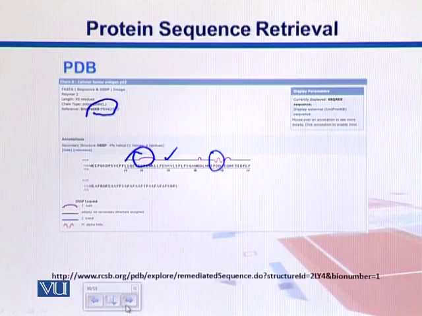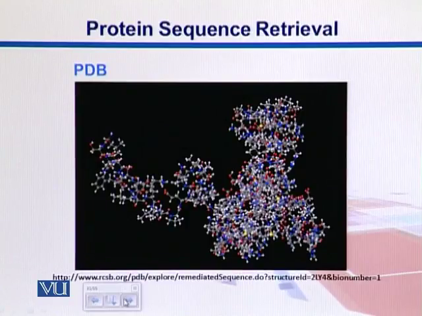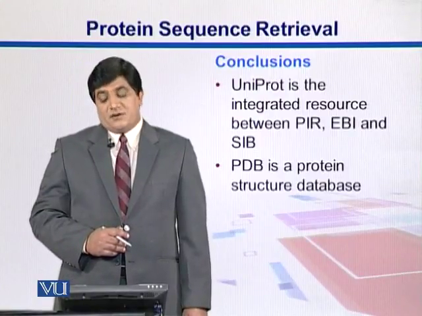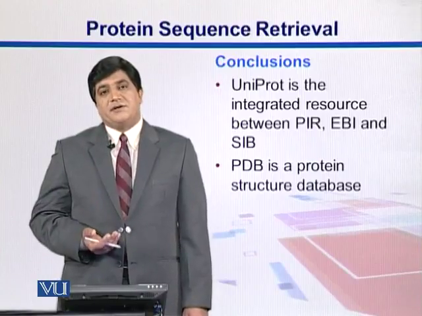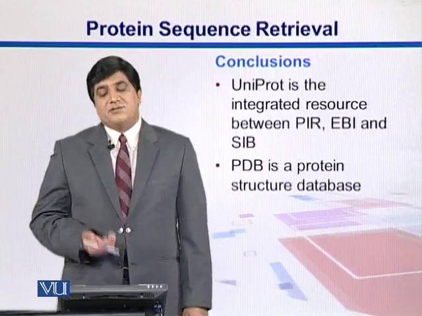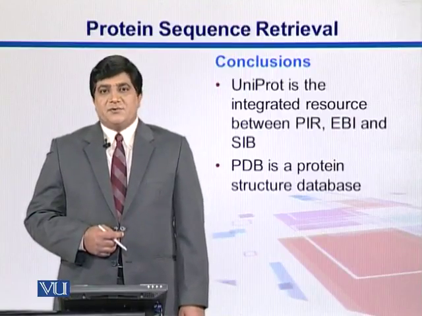In PDB we can have the structures in this format, as well as the 3D structures. They look like this. You can get those fancy structures, you can play with them, and you can output them into your nice and fancy figures. So we conclude that Uniprot is the biggest resource, which is actually an integrated resource between PIR, EBI, and the Swiss Institute of Bioinformatics, and PDB is the good resource to get the protein structures.